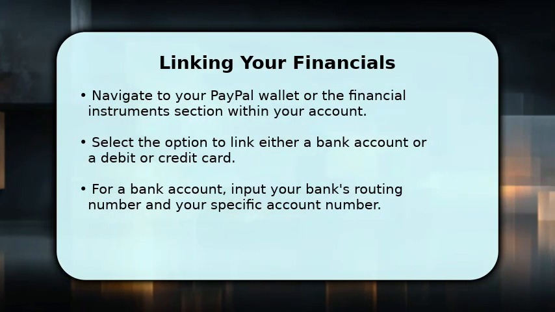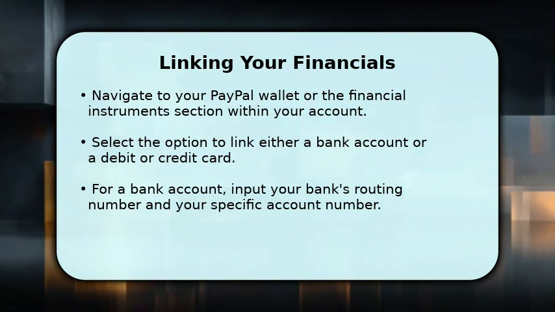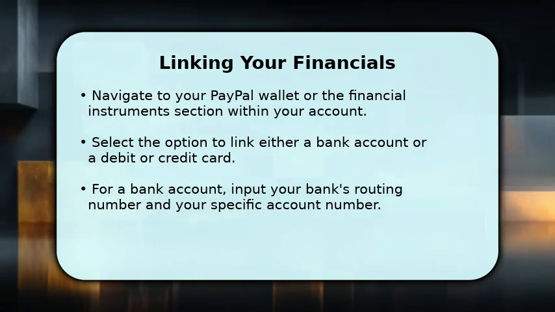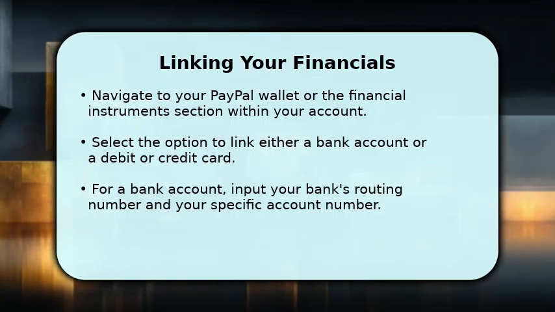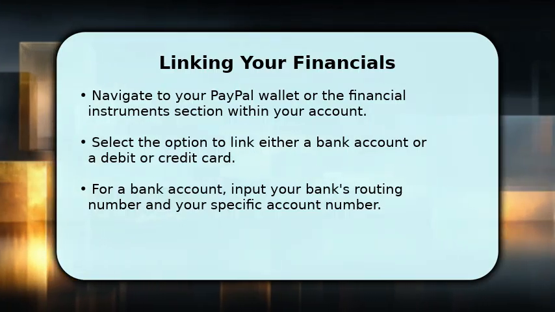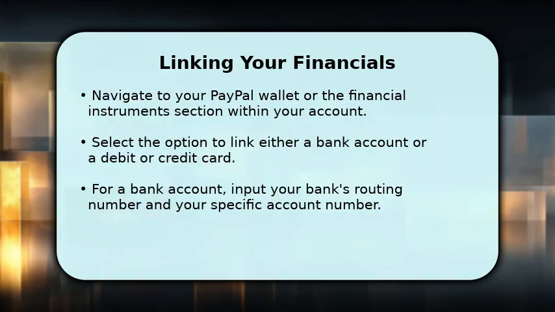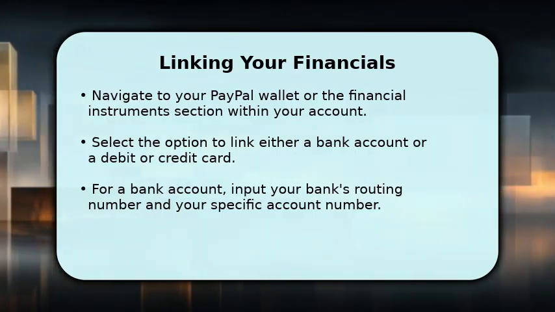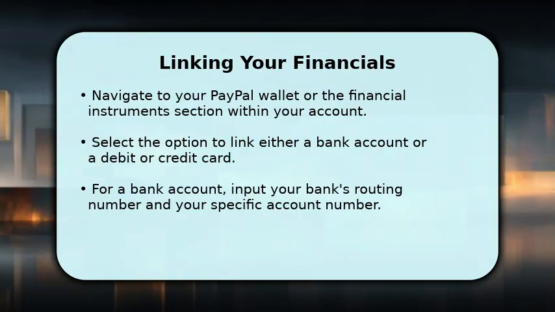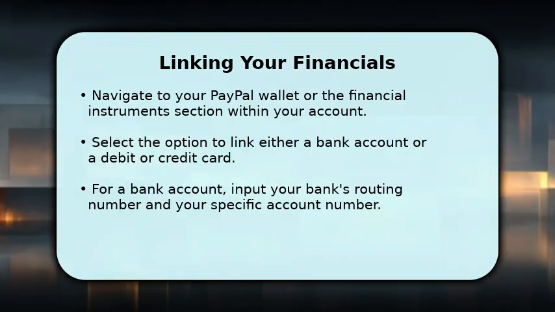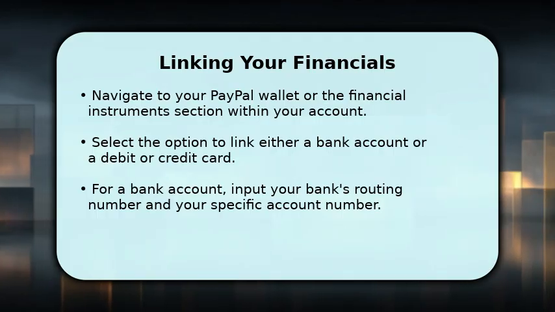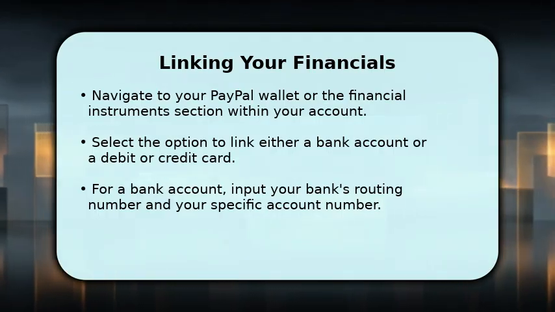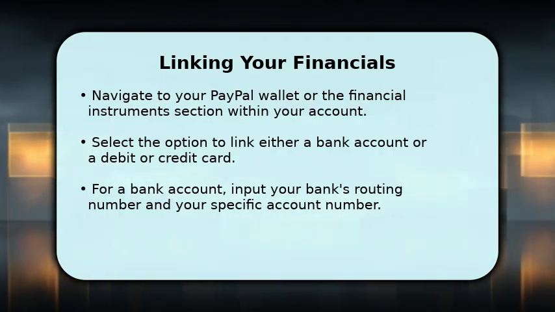Once your basic account is set up, the next crucial step is linking a funding source. Head over to your PayPal wallet section. Here, you will find options to link either a bank account or a debit or credit card. If you choose a bank account, you will need your routing and account numbers. For a card, simply input the 16-digit card number, its expiration date, and the 3- or 4-digit security code. This connects your PayPal to your money.